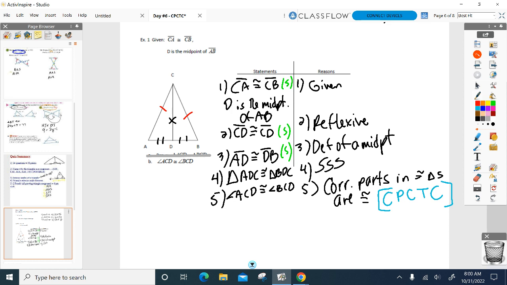And this is not my abbreviation. This abbreviation is used all throughout math. Can you use it? Absolutely, but I'll take off if you have the letters in the wrong order. Will I take off if you write corresponding parts in congruent triangles are congruent? Nope. You can use either one. But just remember, is this a way to prove triangles congruent? No. You only have four, and that's it. This is after you prove triangles congruent. After you prove triangles congruent, I can use CPCTC.